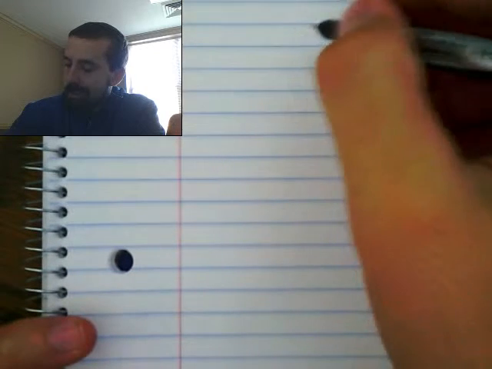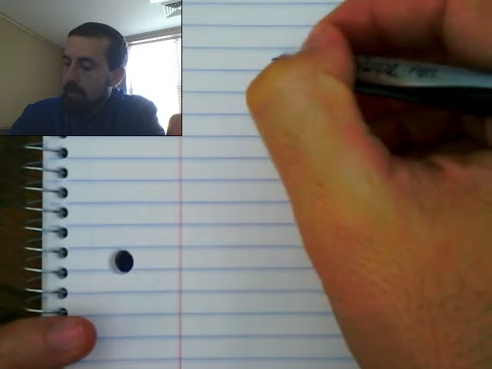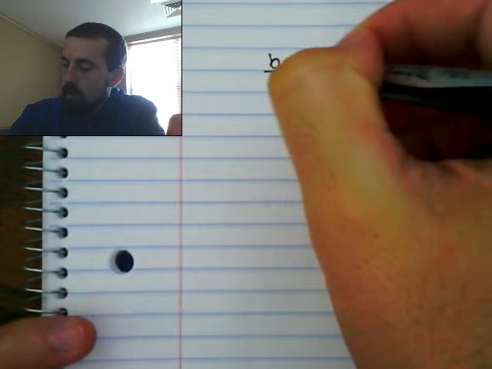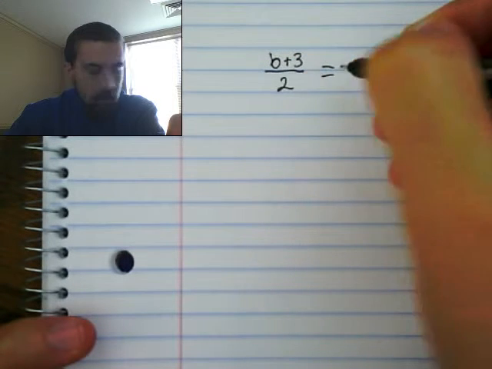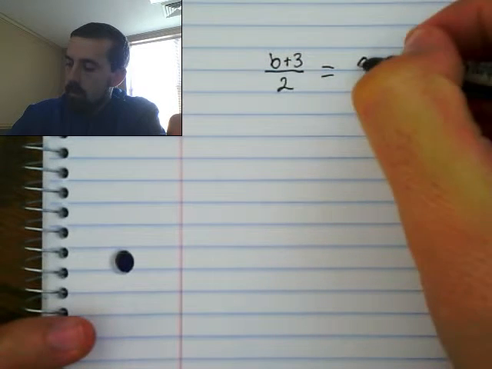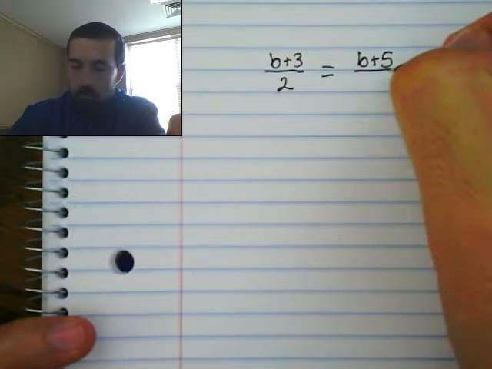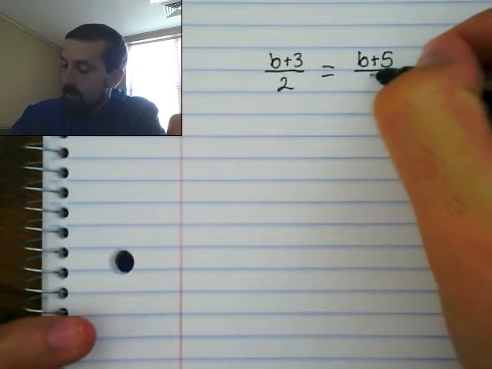All right, we're going to work on another example of solving proportions. We're going to look at one slightly different than what we looked at last time: b plus 3 over 2 equals b plus 5 over 7.